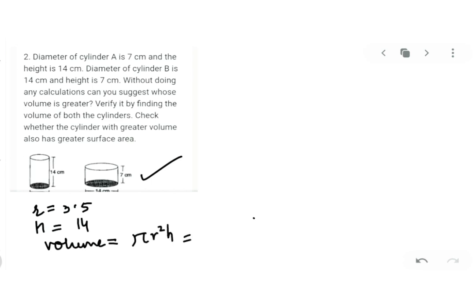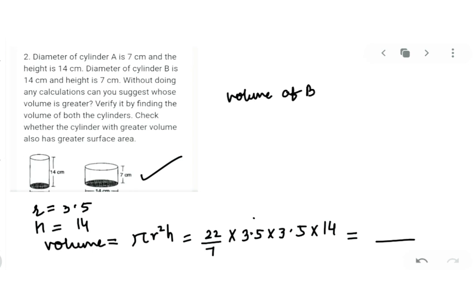Please put in the values. You can put pi 22 by 7. Your radius is 3.5 and 3.5 and your height is 14. Calculate this, my dear kids. We can also now find volume of container B. For container B, your height is 7. Container B's height is 7 and the radius is also 7. 14 upon 2, that will make 7.